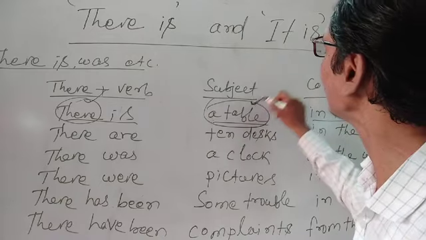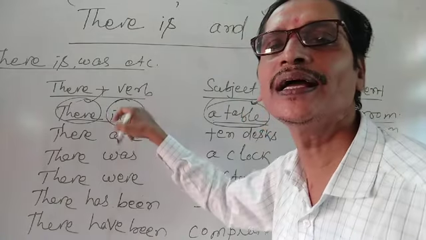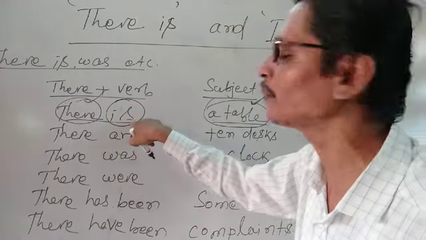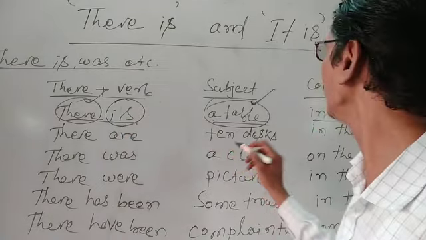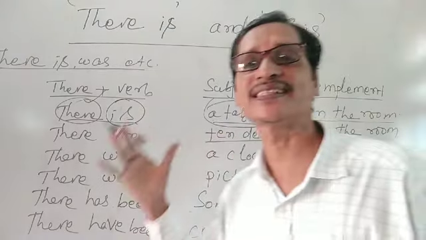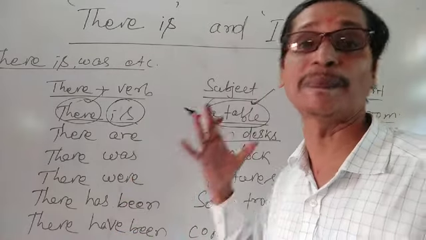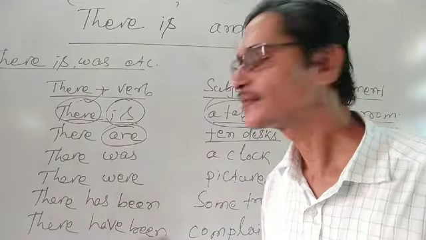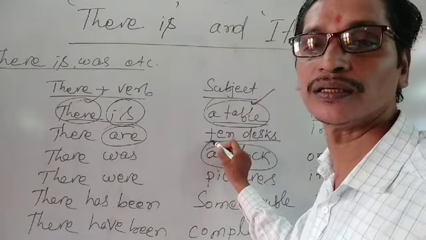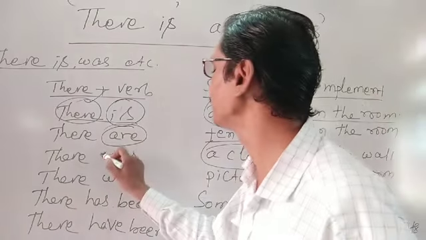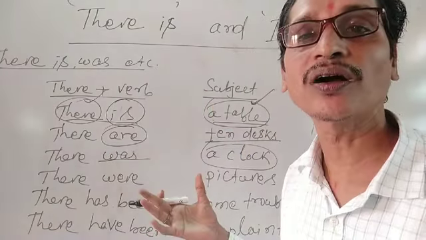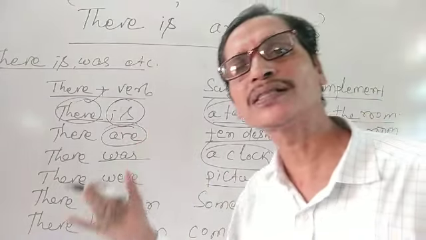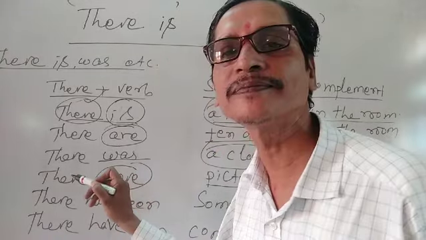Here you see a table, therefore we have used a singular verb and in present time. So this is a singular subject, therefore we have used a singular verb. Next is 10 desks, which means it's a plural subject. So therefore we have used a plural verb. Similarly, a clock: for a singular subject, we have used a singular verb. There was a clock on the wall. Similarly, pictures is a plural subject. Therefore, we have used "were".